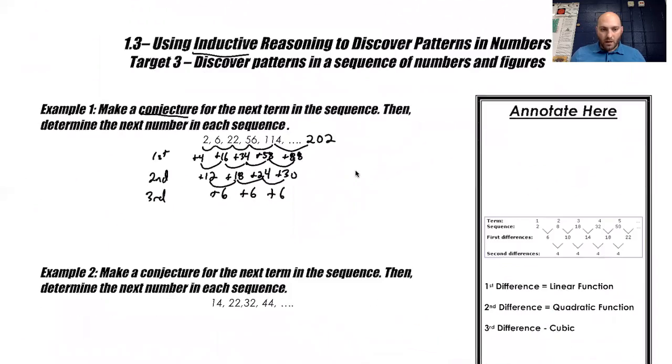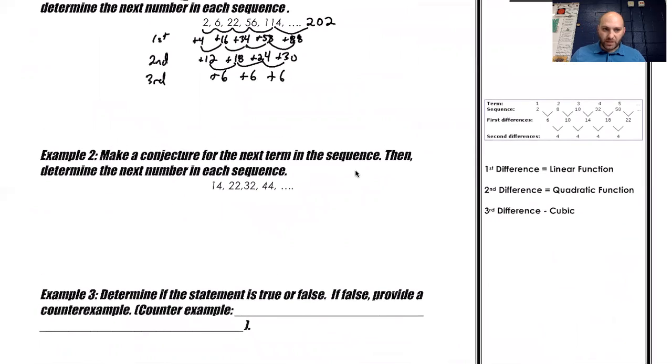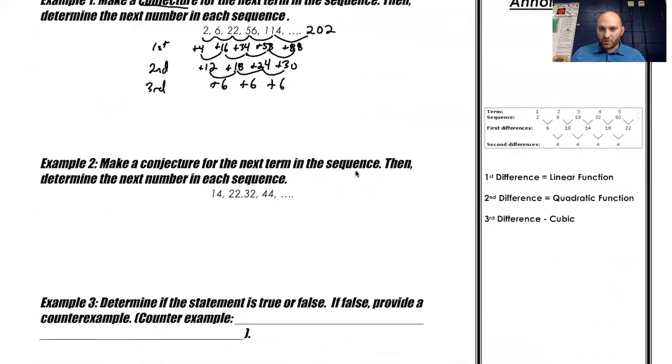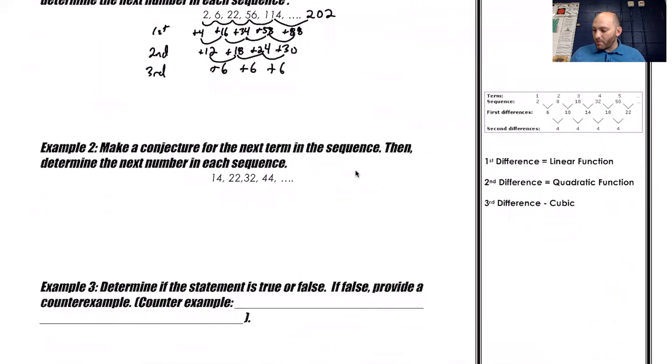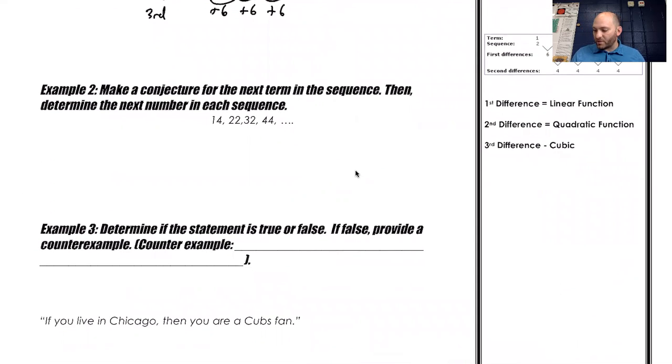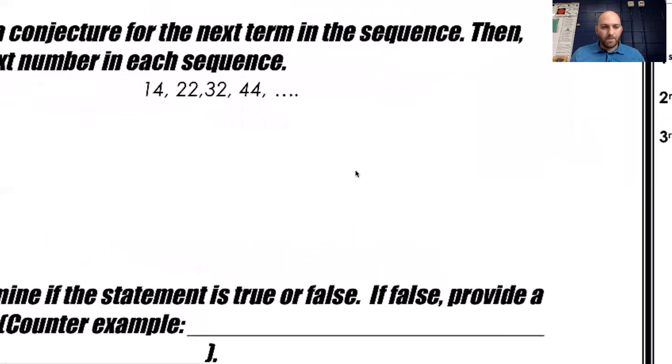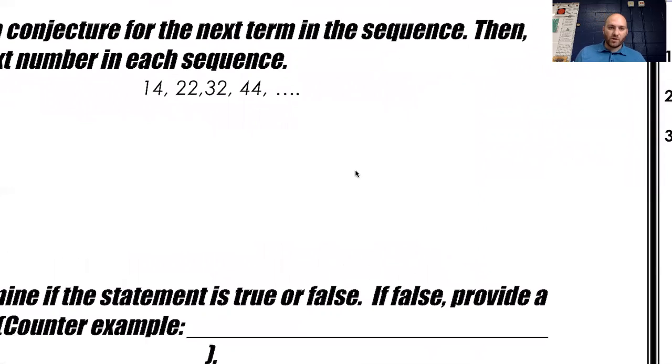Okay. Let me do these 2 more examples, and then I'll talk about what's over here in the annotate section. Make a conjecture for the next number in this sequence, then determine the next number in each sequence. Okay, so 14 to 22, 22 to 32, and then 32 to 44. 14 to 22 is plus 8 to get there. Then I'm going to go plus 10. And 32 to 44 is plus 12. Well, you could probably figure out what the next number is, but bottom line is if I look at the first level, I don't have a common number.